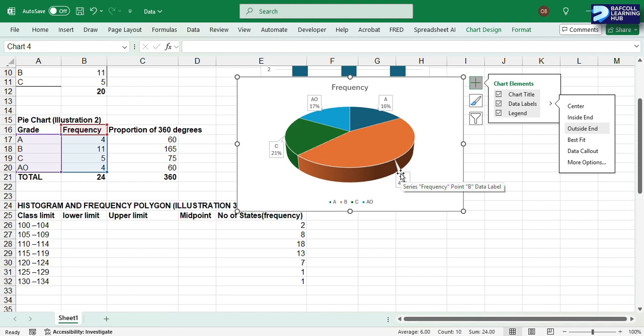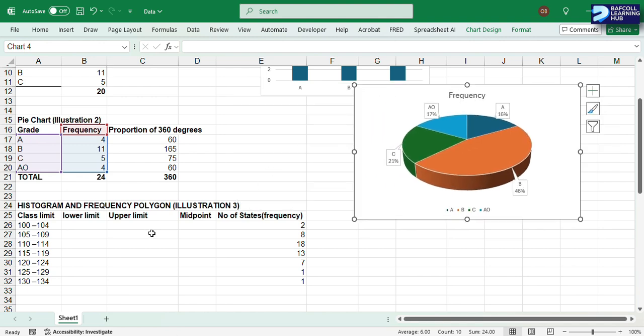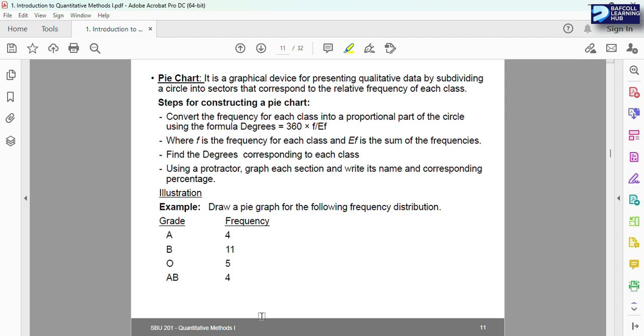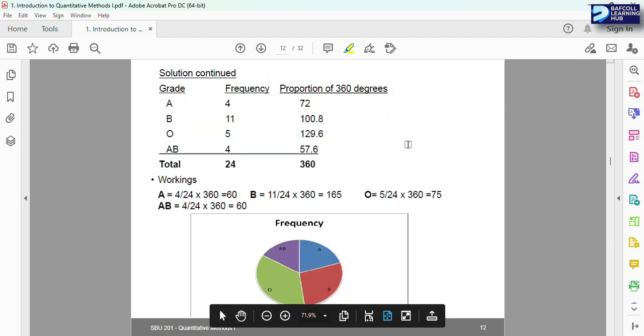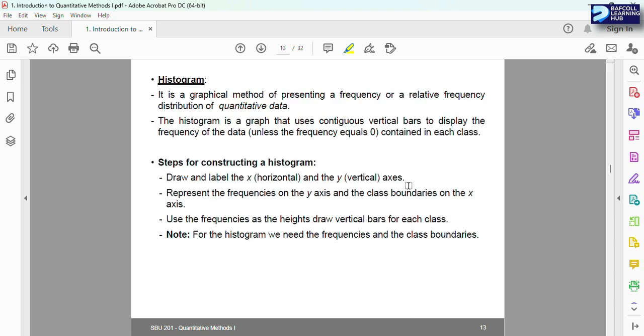Alright, okay, so we move on to the next one. As you can see over here, this is a manual way of computing the 360 degree proportion. Okay, but Excel makes everything very simple and fast when you are working around it. Now the next chart that we'll be looking at is the histogram.